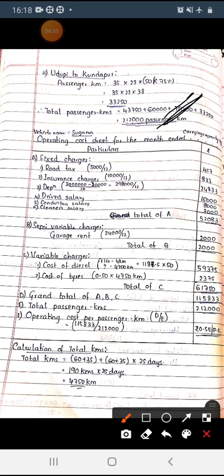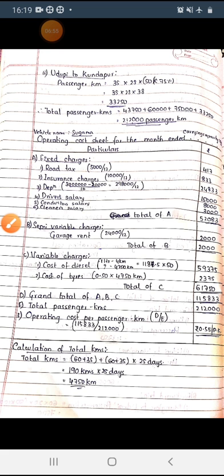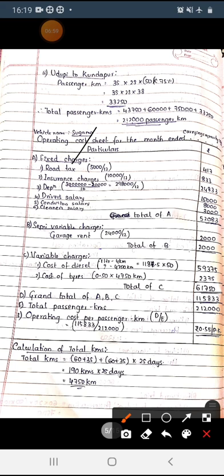Now we need to prepare the operating cost sheet. First, vehicle name: Sugama Tourist. Operating cost sheet for the month ended. Then on the side we have to write the carrying capacity, 50 passengers. Next, write the particulars, and the particulars I already explained in the format. First we have to write the fixed charges, one by one.